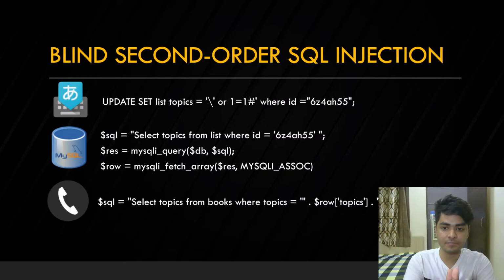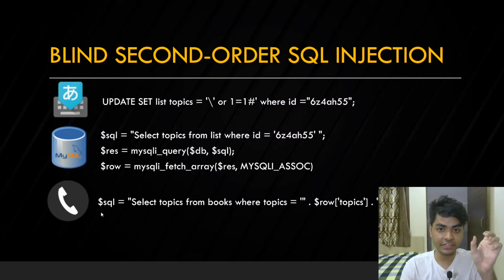Then this data, which is stored in the list table in the topics column, will be called again. A query will be made like select topics from list where id is equal to this. This data is again being called, where res is equal to this result, it will create a query, and then it will fetch the rows. Now the data has been collected.